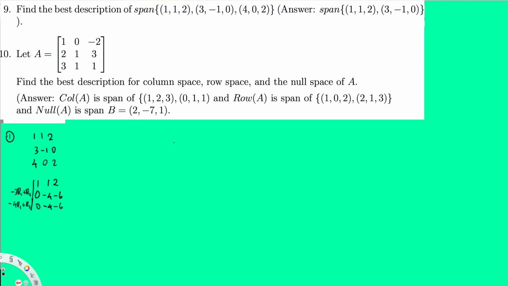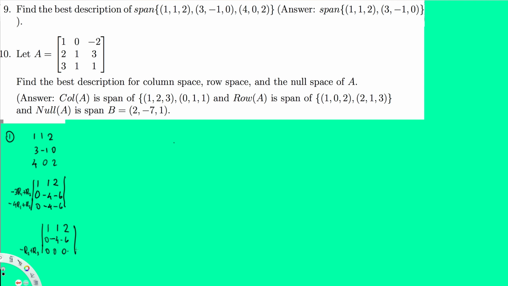If you notice, the second row and the third row have the same numbers, so we can eliminate one of them. So I write 1 1 2, then the second row is 0 -4 -6, and the third row is also 0 -4 -6. For the third row, I'm going to multiply the second row by -1 and add it to the third row. If I do that, the third row will become 0 0 0.